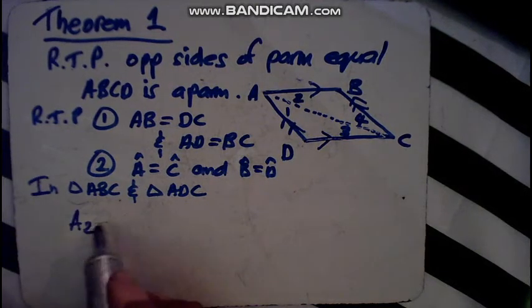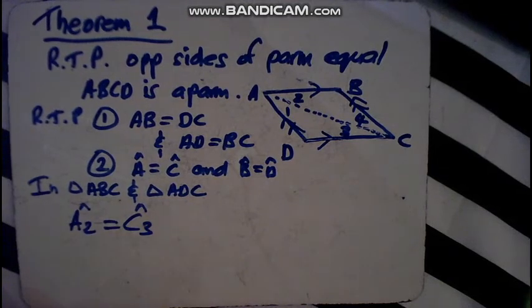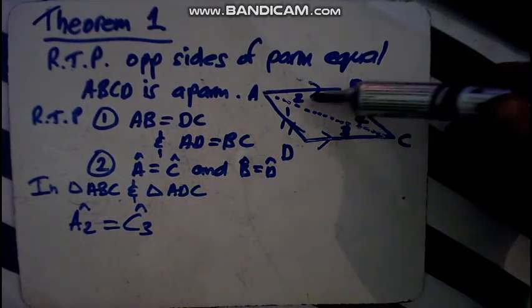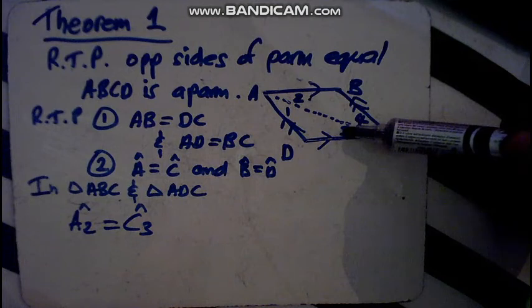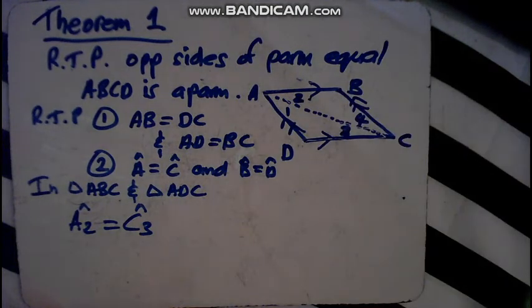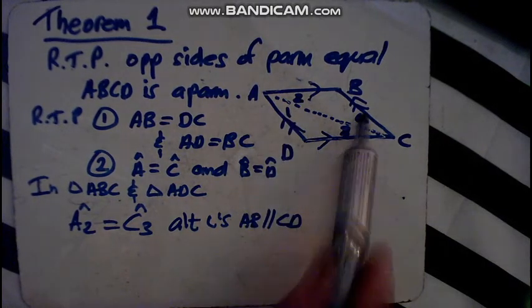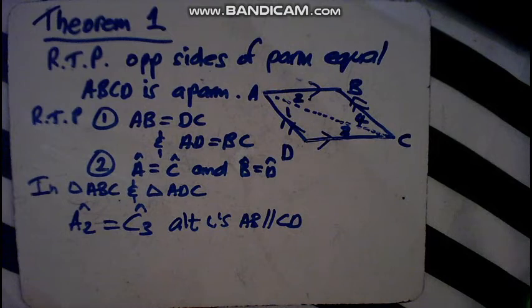So A2 is equal to C3, okay? Those are alternate angles because the opposite sides are parallel. Can you find any other angles that are equal? How about A1 and C4? Those will also be alternate angles, because AD is parallel to BC.